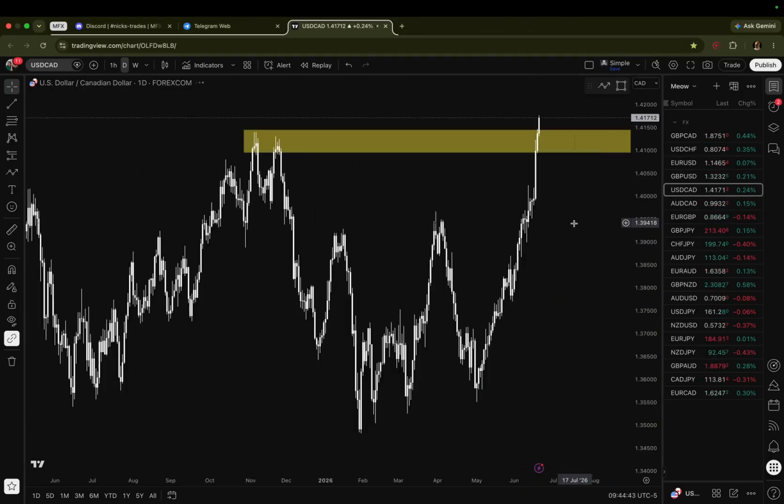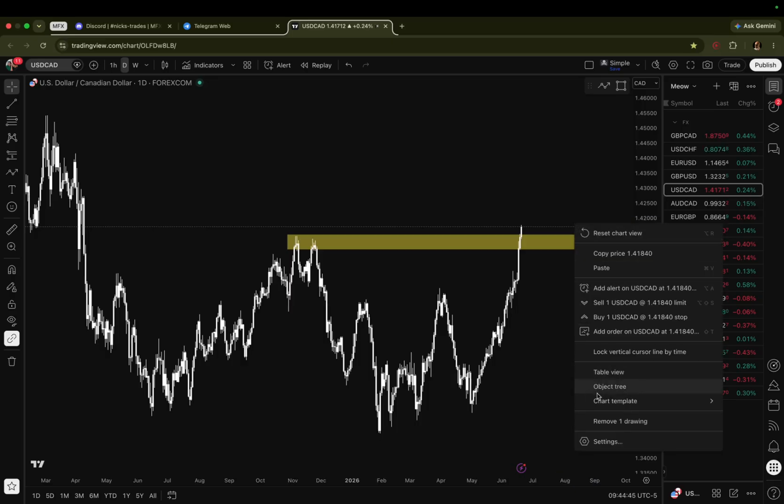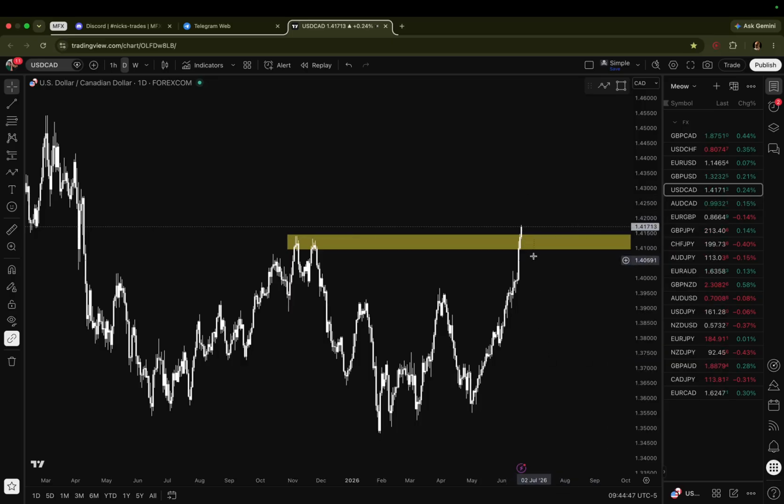GBP USD is decent, but I'm not looking to take it. USD CAD, no longer a trading opportunity, but I'm going to watch and see what happens at this zone. If we break below, then pop back up and retest and start rejecting, that's perfectly fine for sells. If that happens, I'll be looking to get back in.